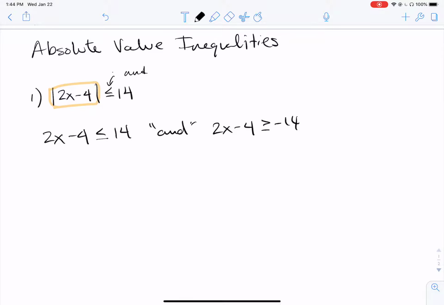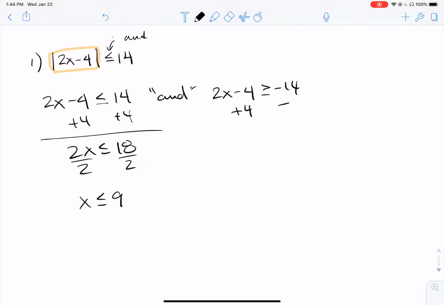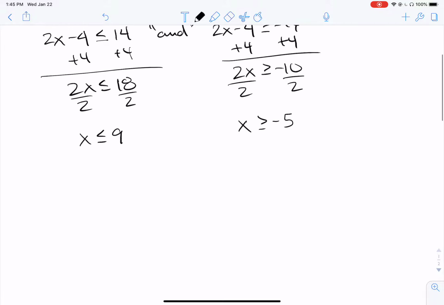So we're going to solve the inequalities using, again, inverse operations. We're going to add 4 to both sides. That gives us 18. We divide by 2, and x is less than or equal to 9. We do the same thing over here. We add 4 to both sides, but now since we have a negative 14, we end up with negative 10. We divide by 2, and x is going to be greater than or equal to negative 5.